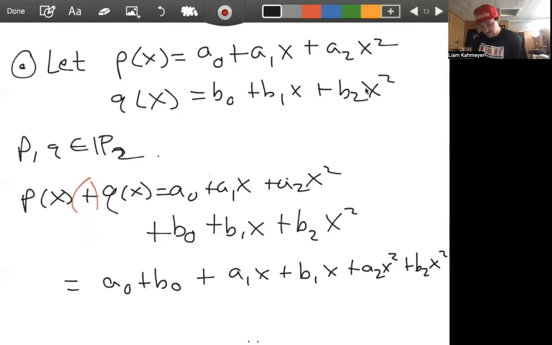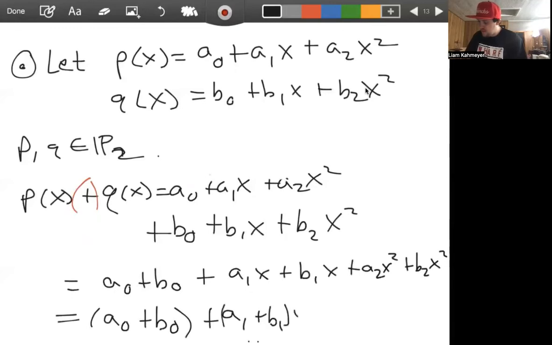We also have the distributive property for real numbers, right? So I'll group these: a0 plus b0, and then plus (a1 plus b1)x, plus (a2 plus b2)x squared. This is of the form, right?